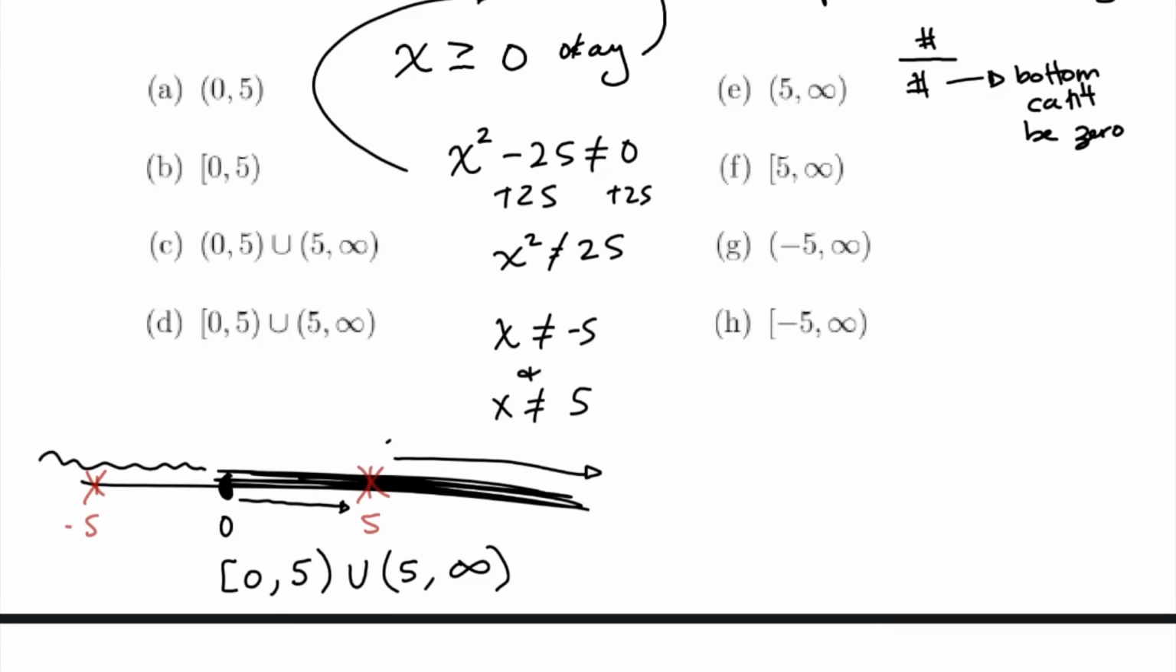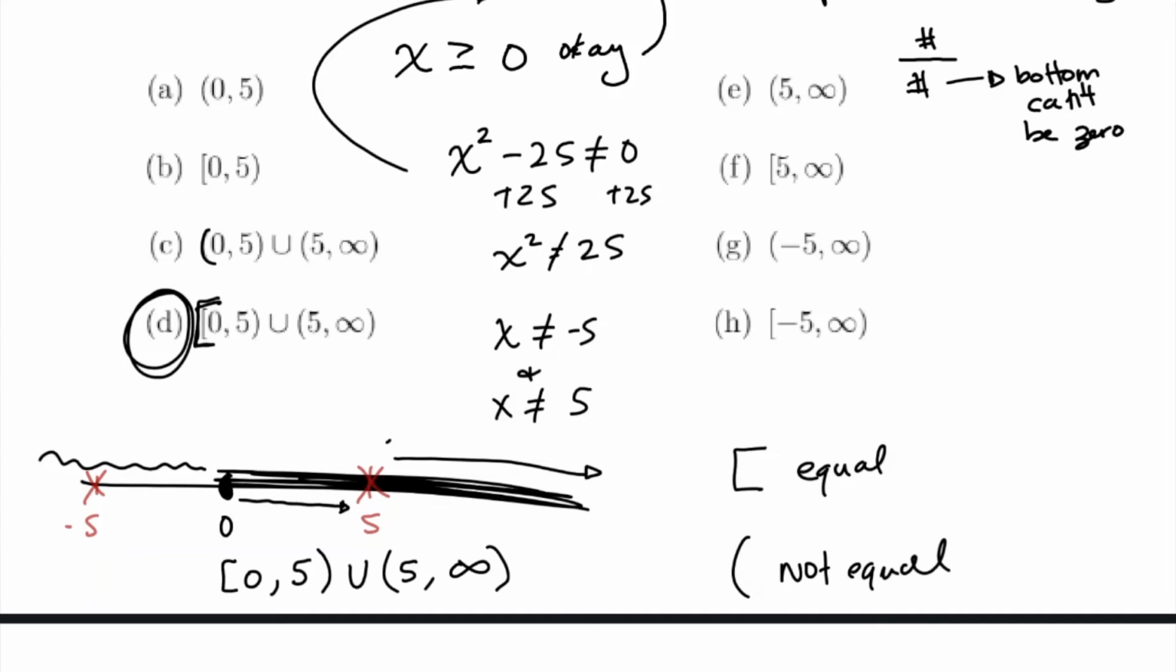And I look at the answer choices. Now notice C and D are very close. But the difference is here's a parenthesis, here's a closed bracket. This would be my answer because we can equal 0. So a closed bracket is when you equal, and an open parenthesis is when you're not equal. So watch out for those small details.